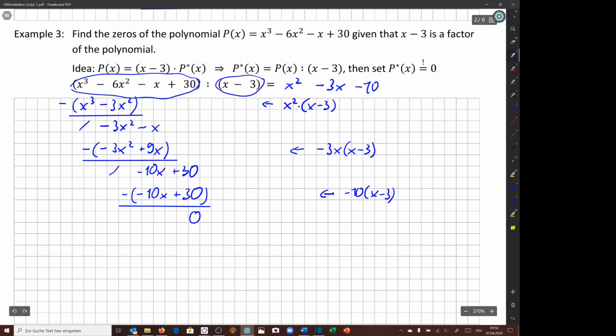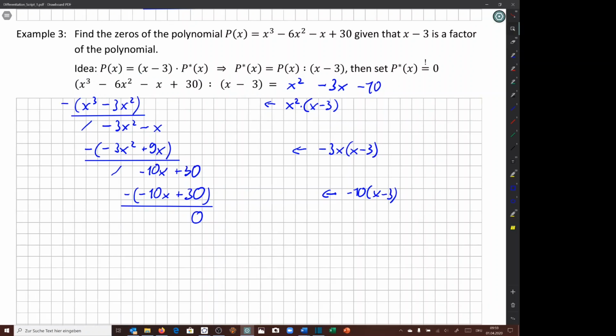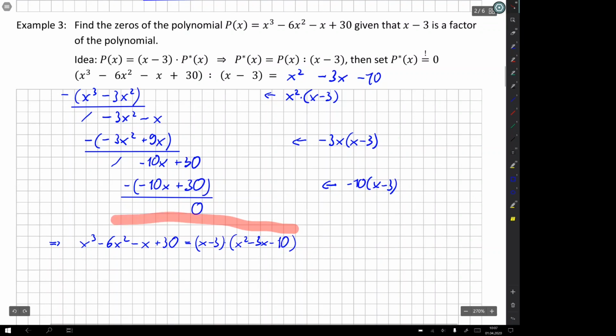x minus 3. This is the same as with integer division as we did in primary school. 15 divided by 3 is 5 with remainder 0, so 15 is divisible by 3. 16 divided by 3 is 5 with remainder 1, so 16 is not divisible by 3. So we can write the original polynomial as the product of x minus 3 times the result of the division.